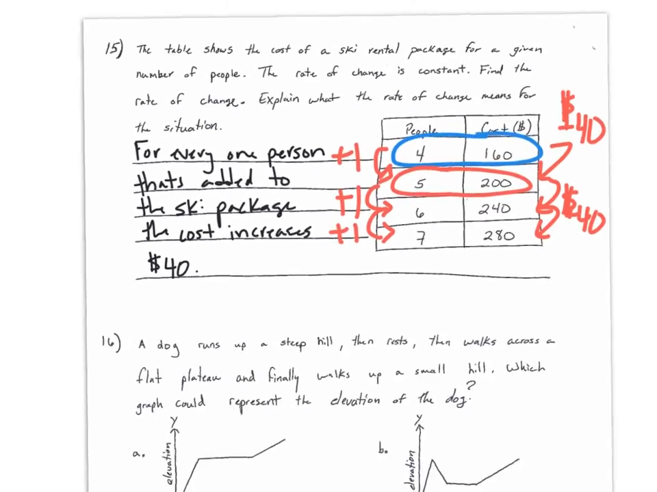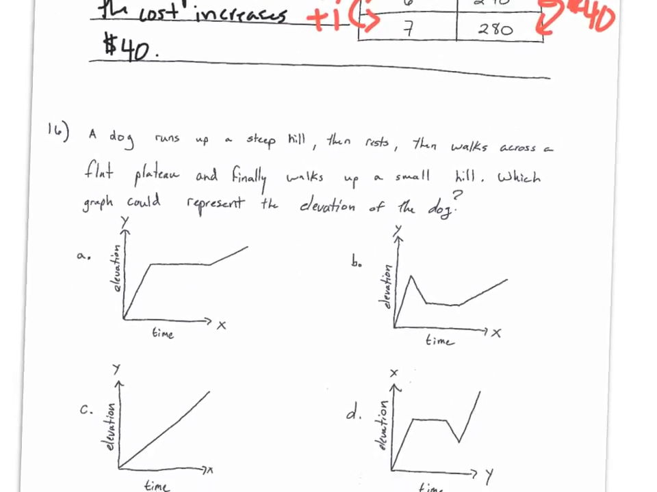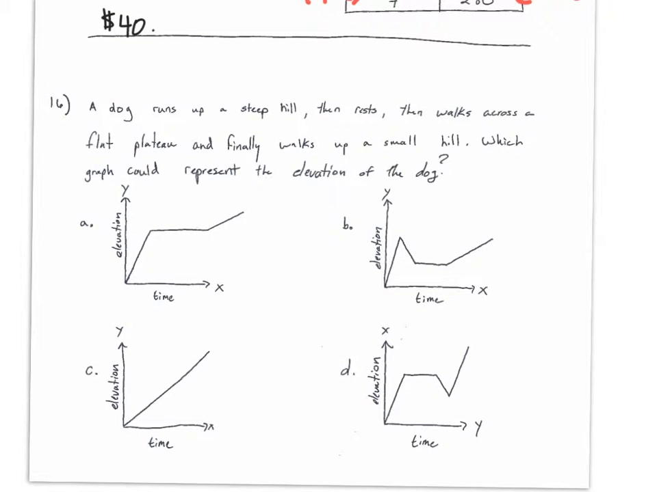And then the last question on this page and on the packet says a dog runs up a steep hill, then rests, then walks across a flat plateau, and finally walks up a small hill. Which graph could represent the elevation of the dog? So if I look at all these graphs, A, B, C, and D, it's giving me as time goes on, so as we move from left to right this way, the dog is changing in elevation.